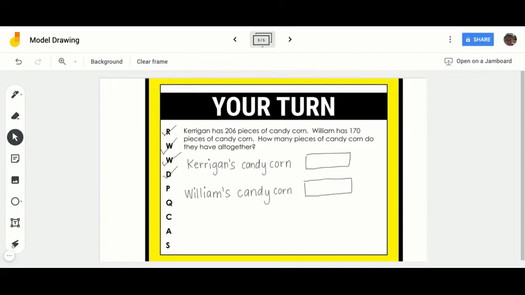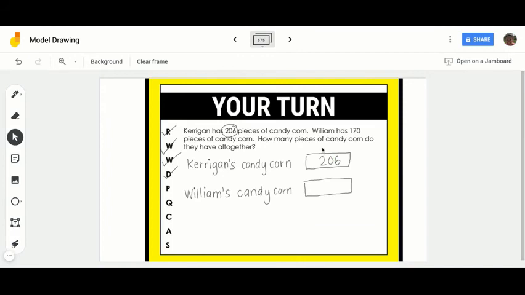All right, are you ready to go to the next step, our P, which is plug in information? Let's read our first sentence. Kerrigan has 206 pieces of candy corn. Point to the information that we need out of that first sentence. What do we need out of that? Hopefully you're pointing to this 206. That's important, isn't it? So where are we going to put that 206? Are we going to put it in Kerrigan's candy corn or William's candy corn? Well, it says Kerrigan has it, so we're going to put it in Kerrigan's. So let's put 206.